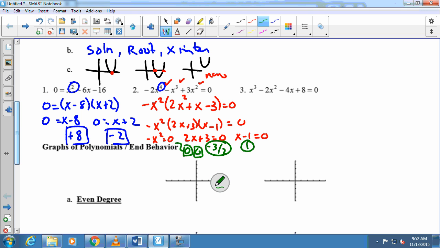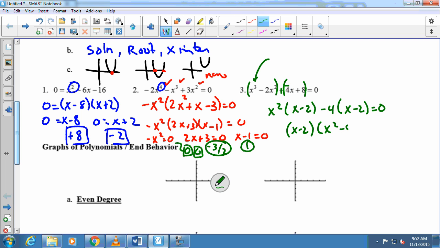You might think, oh, I've never factored a cubic before, but you actually have. We're going to go ahead and group the first two terms. Notice this is a -4 that I'm grouping. Taking out an x squared, I've got an x minus 2 left. Taking out a -4, I'm left with x minus 2 again. So x minus 2 gets factored out of x squared minus 4.